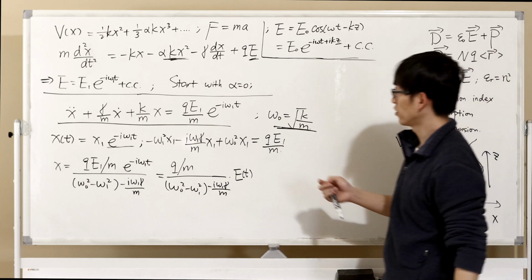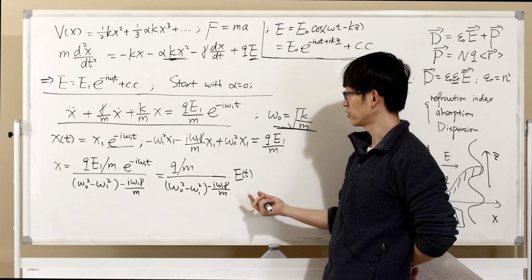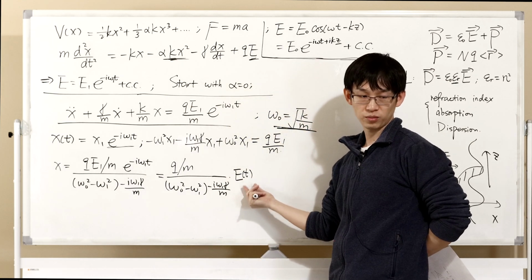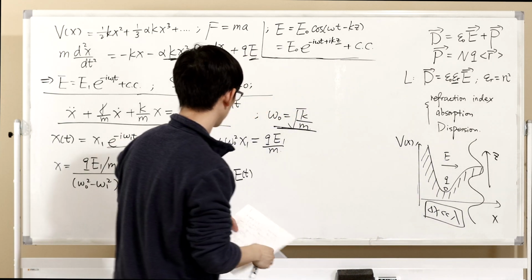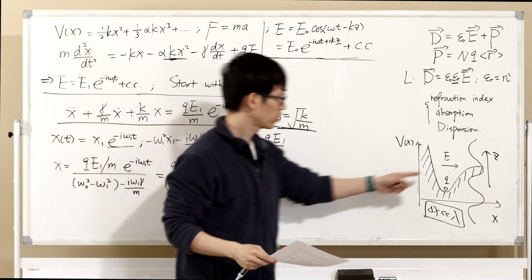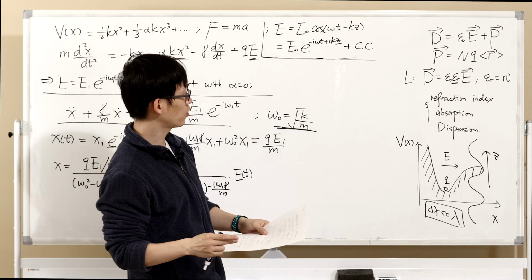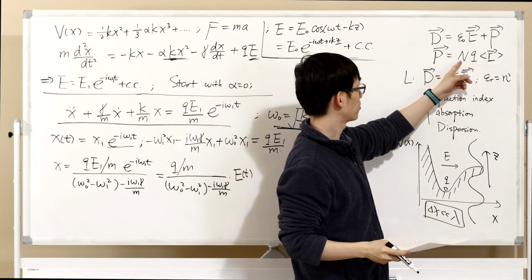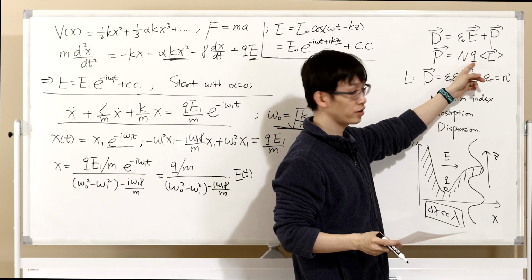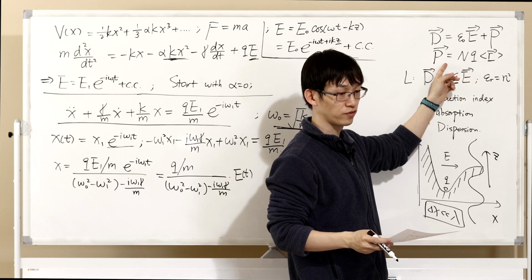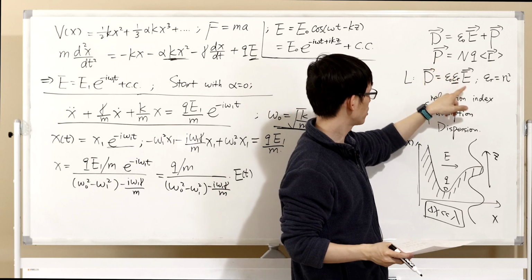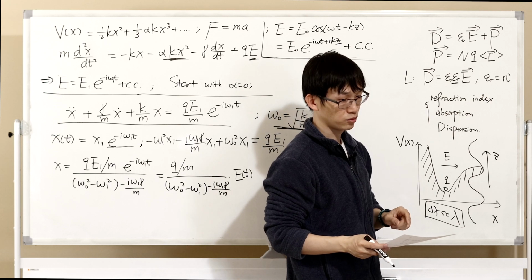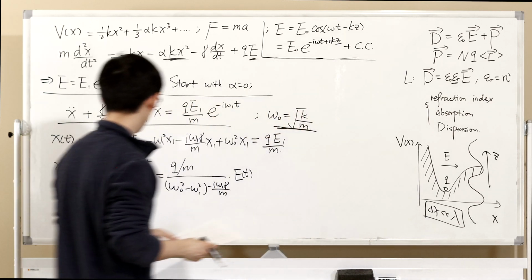So what we really got here is the relationship between x and E, between the motion of the molecule and your electric field. And this is exactly what we want, because x is the r here, and by multiplying with N and q, you get the polarization of your material. With the polarization, and using these two equations here, you can get the refractive index. So let's do that.